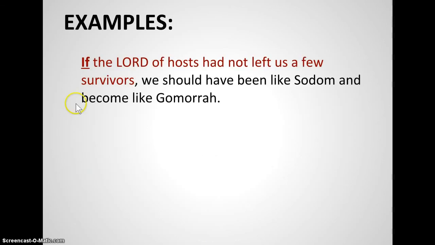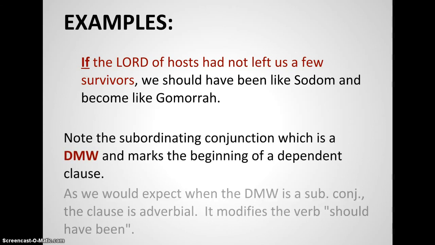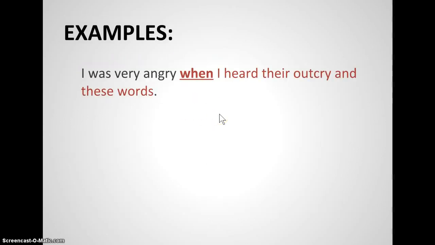Another text of Scripture here, notice the dependent marker word for this dependent clause is a subordinating conjunction, which means that we expect it to be adverbial. And indeed it is. Should have been is the main verb of the independent clause here. Of the independent clause is in black. The dependent clause in red is modifying this verb should have been. And the dependent marker word is if, which is a subordinating conjunction.